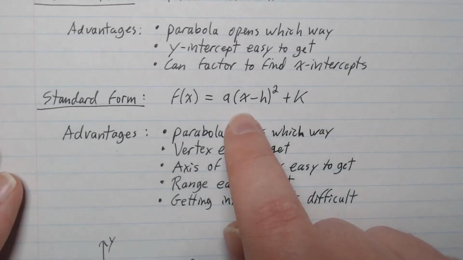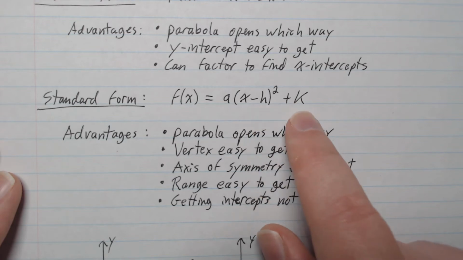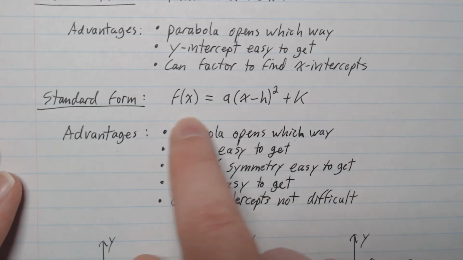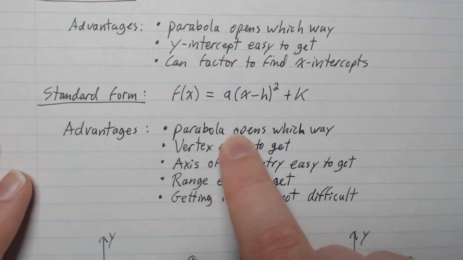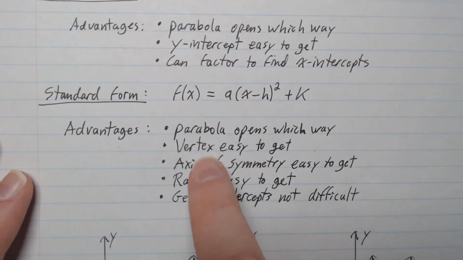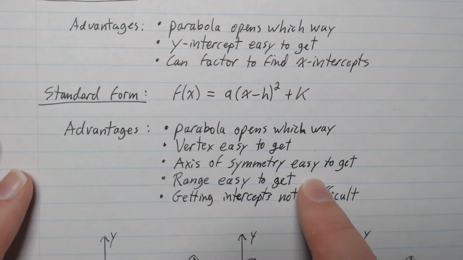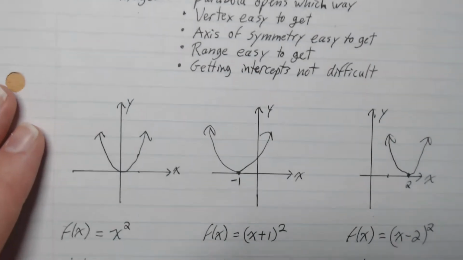And so here is standard form. F of x equals a times x minus h squared plus k. And this is what we're going to study today. So it has some advantages. One, it tells you the parabola opens which way, looking at our a value. The vertex is easy to get. We're going to practice that in this lesson. Axis of symmetry is easy to get. The range is easy to get. And getting intercepts is not difficult. So let's dive right in.